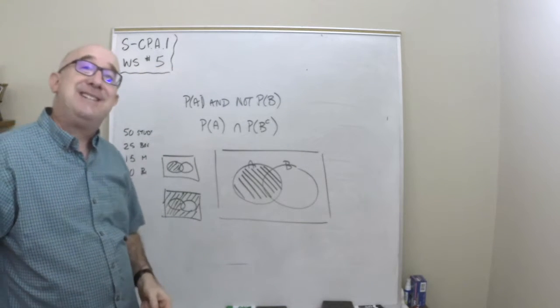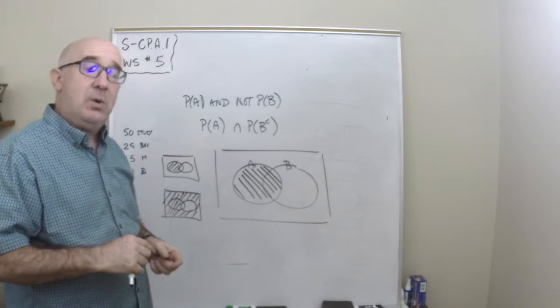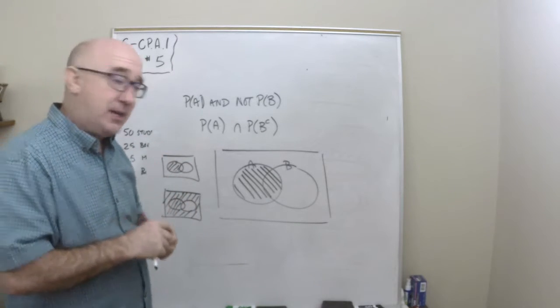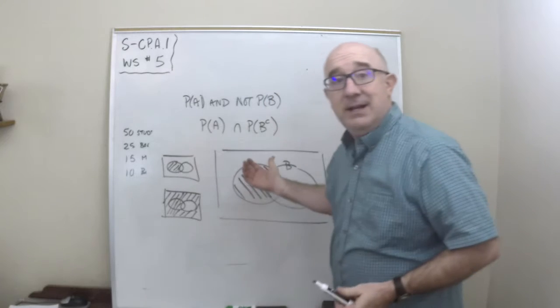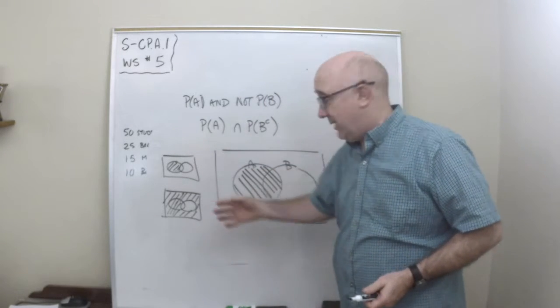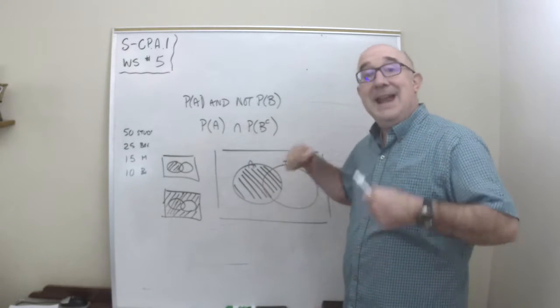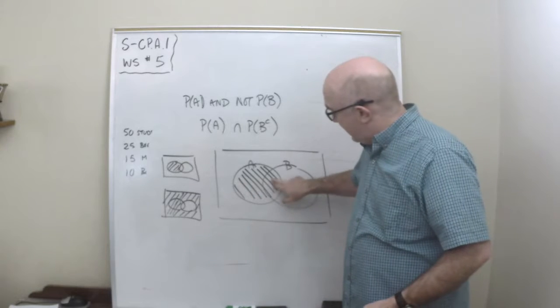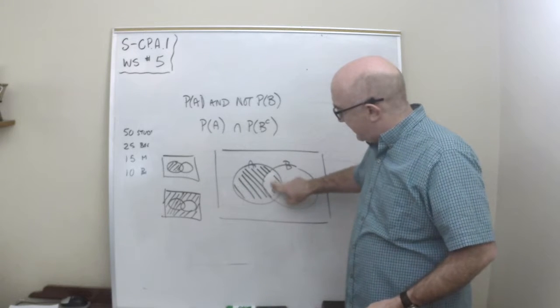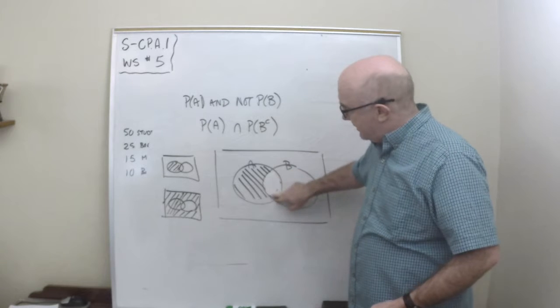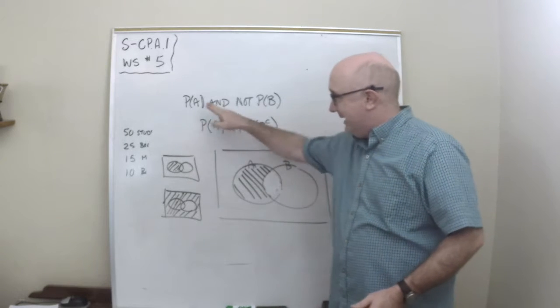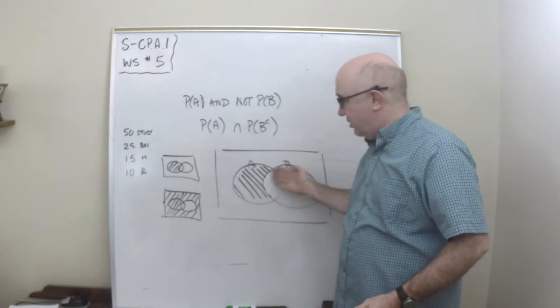And the stuff that is not in B. So when it's an "and," it's the intersection of the things in A and the things that are not in B. So it has to be in A, and it can't be in B. So that becomes this region here. This is the part that's in A and not in B.